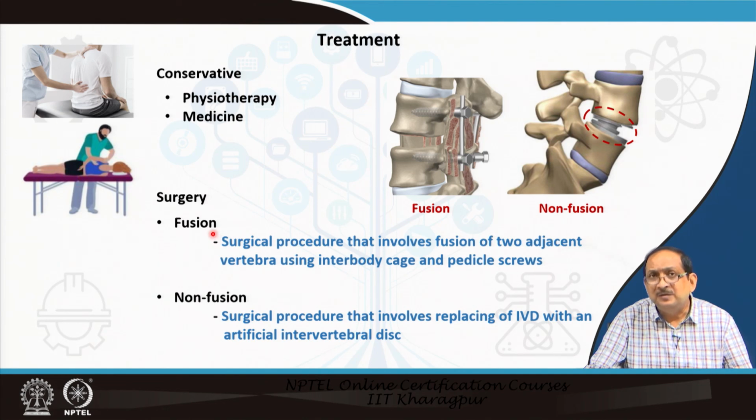In the fusion surgery, the surgical procedure involves fusion of two adjacent vertebrae. So, from the word itself, it involves fusion of two adjacent vertebrae using interbody cages and pedicle screws. Whereas the non-fusion type of surgical procedure involves replacing the intervertebral disc with an artificial intervertebral disc, as shown in the figure.